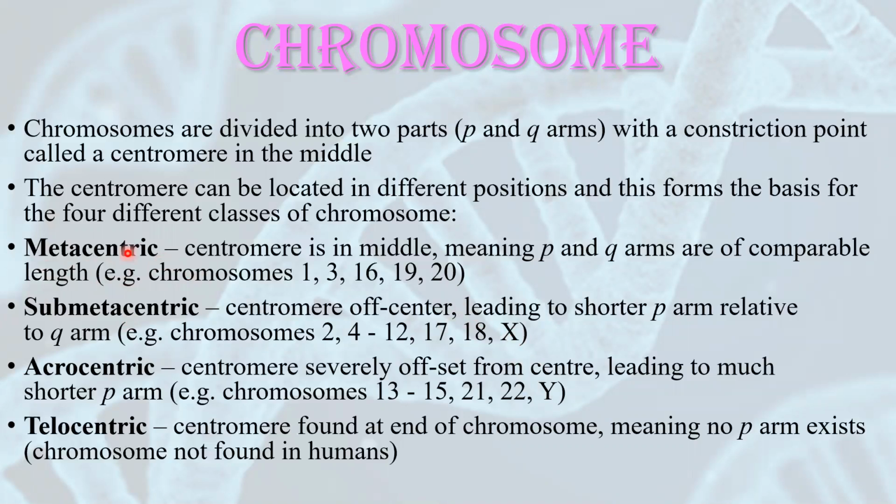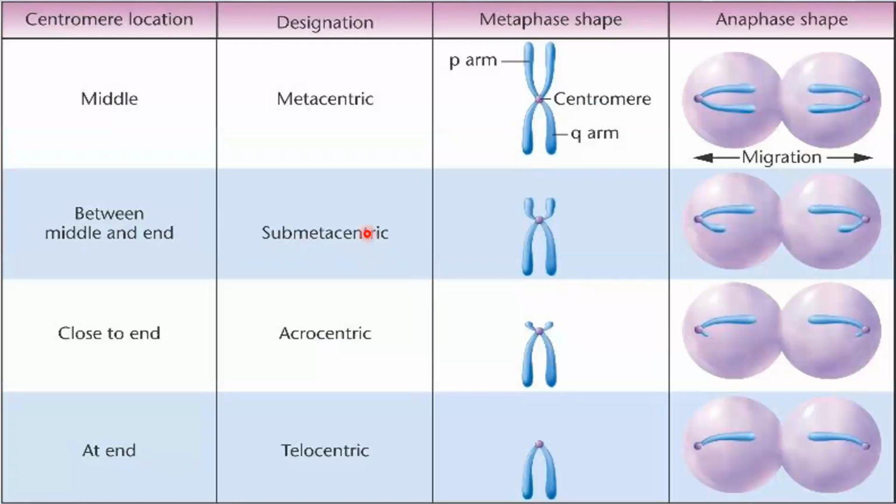So that we have seen about metacentric. Submetacentric, here what will happen? The centromere is off center, it is not exactly in the center. The P arm will be shorter as compared to the Q arm. And it is present in which chromosomes? Chromosome number 2, chromosome number 4, 5, 6, 7, 8, 9, 10, 11, 12, 17, 18 and the X chromosome. See here, submetacentric. P arm is shorter and Q arm is longer.